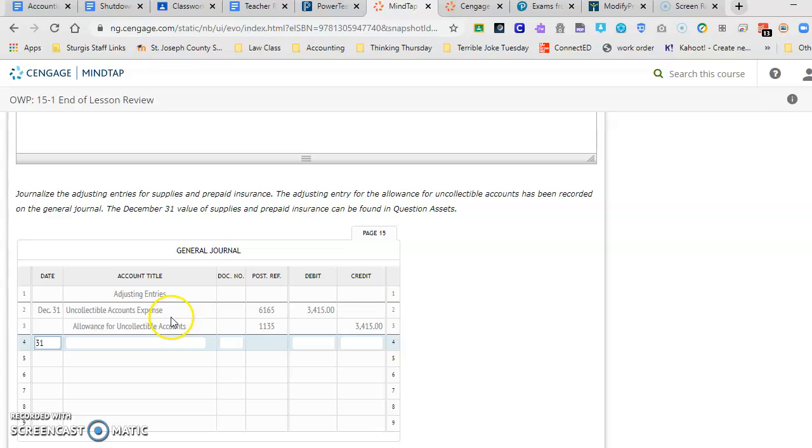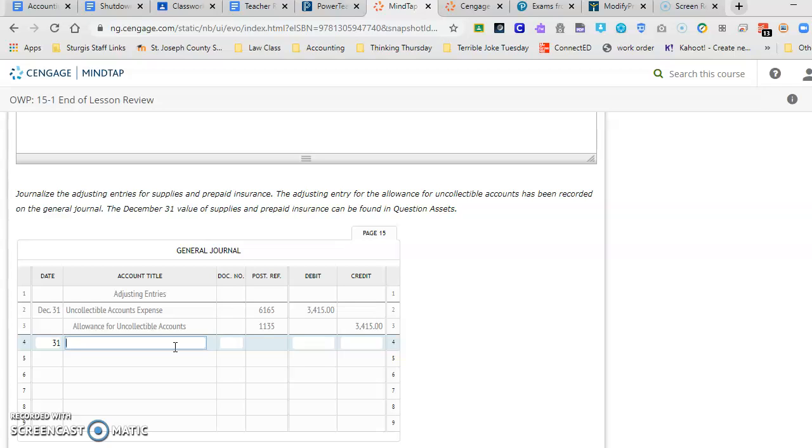It was like an uncollectible accounts expense, which is an adjustment you do for calculating how much you're estimating is being uncollectible in the next fiscal for that year.